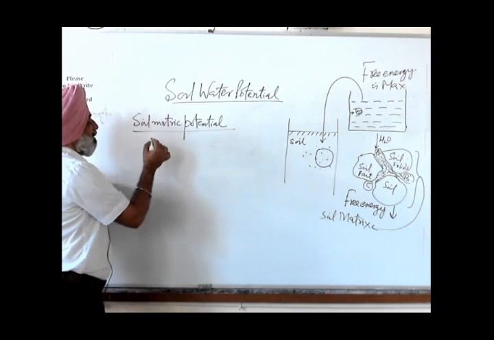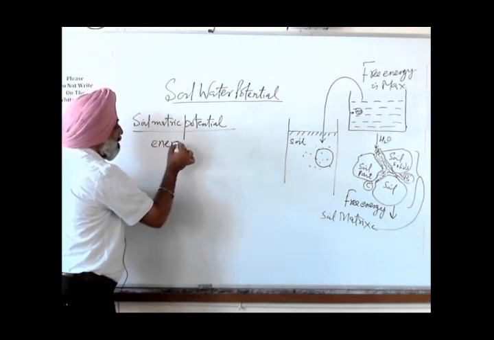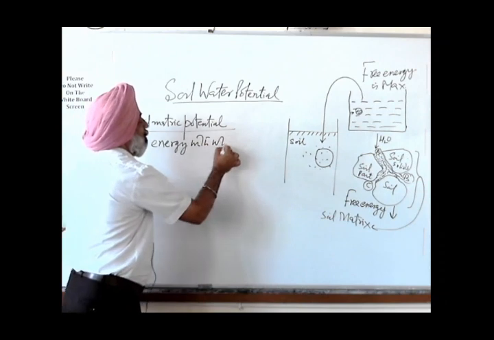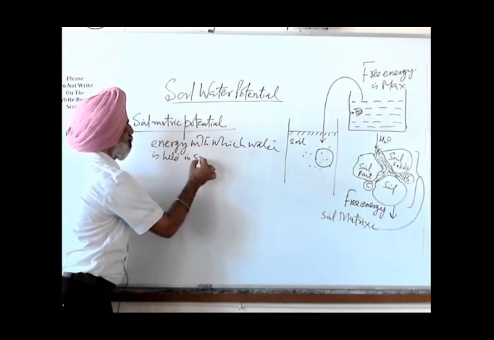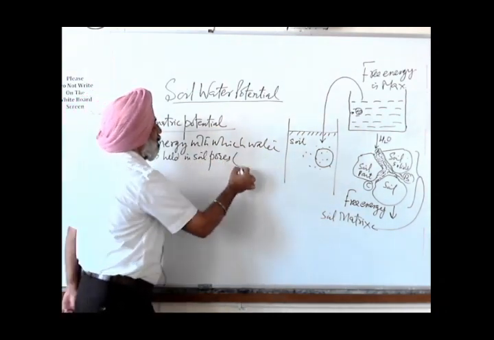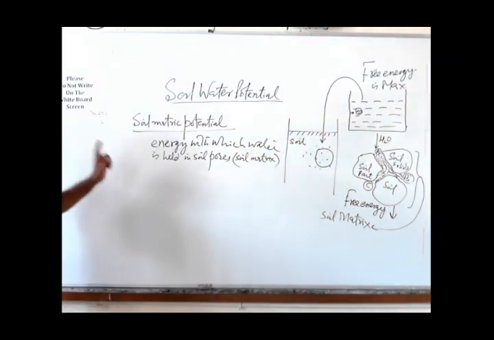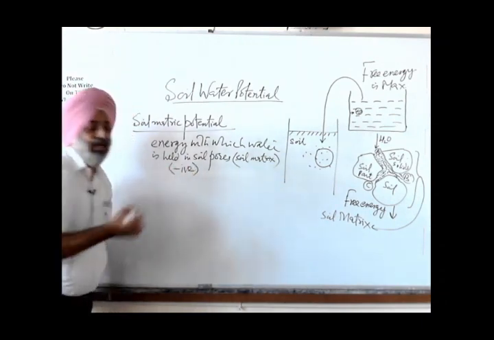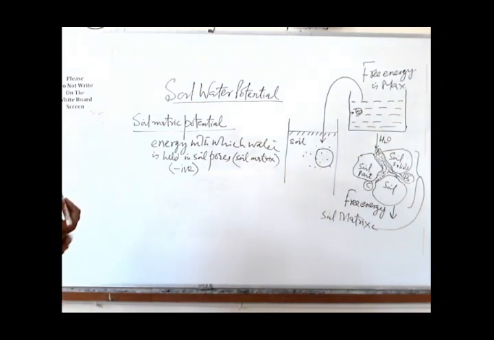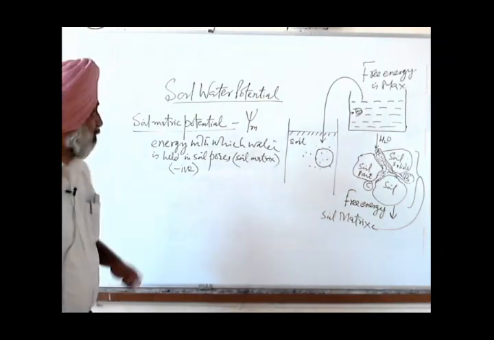So if I need to define this, can I say that soil matric potential is the energy with which water is held in soil pores, or better I should say in the soil matrix. So this is one component of soil water potential, and this is always negative. Soil matric potential is always negative because when water enters the soil, the free energy gets reduced. And we express this soil matric potential as psi m. So this is one component.